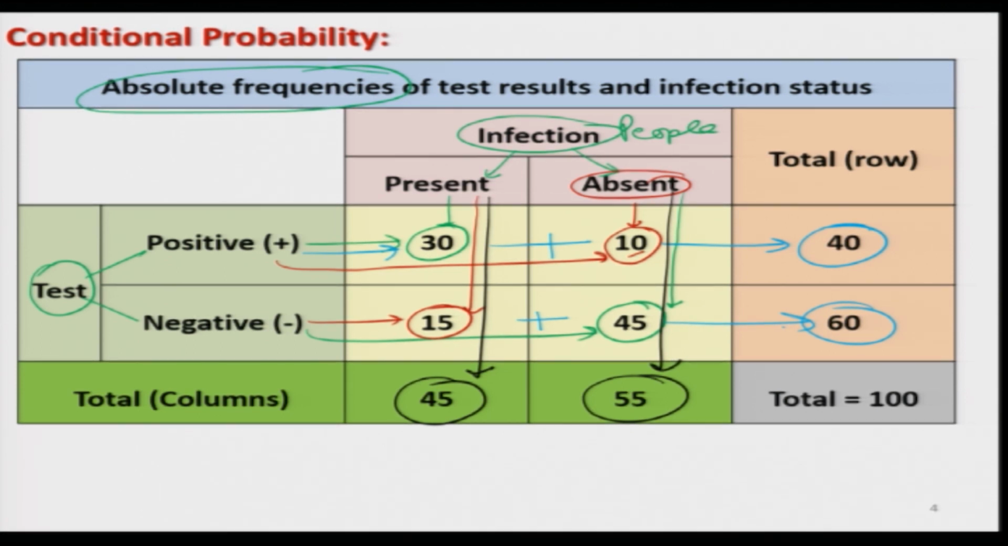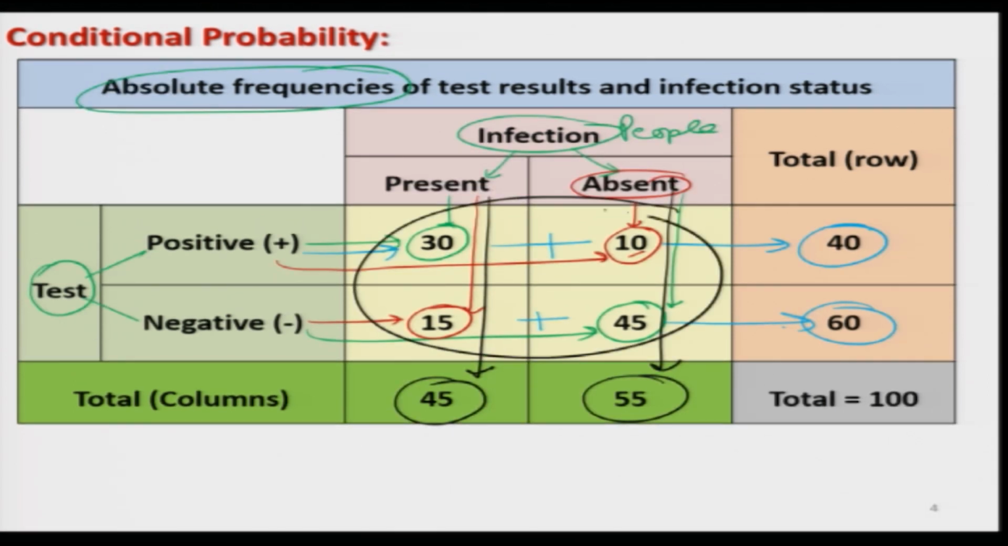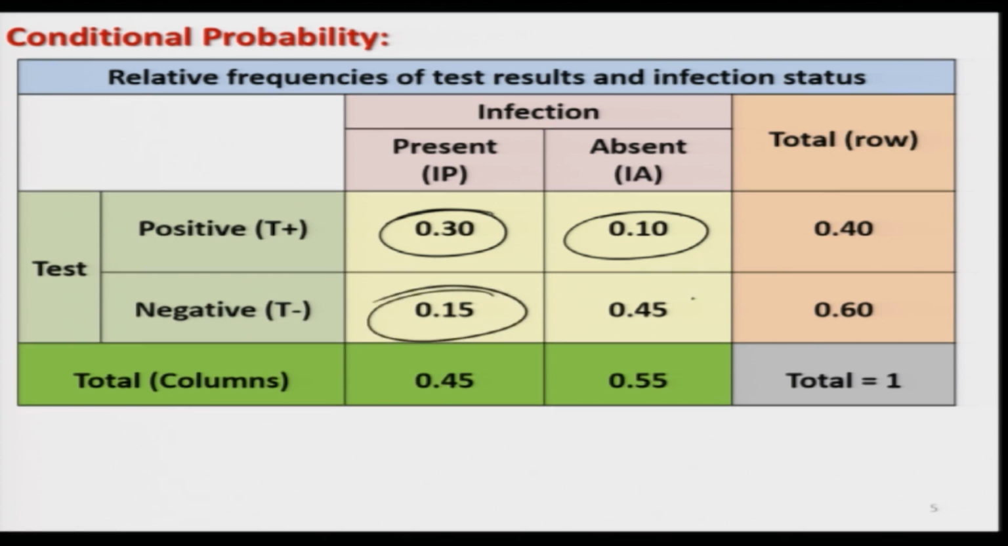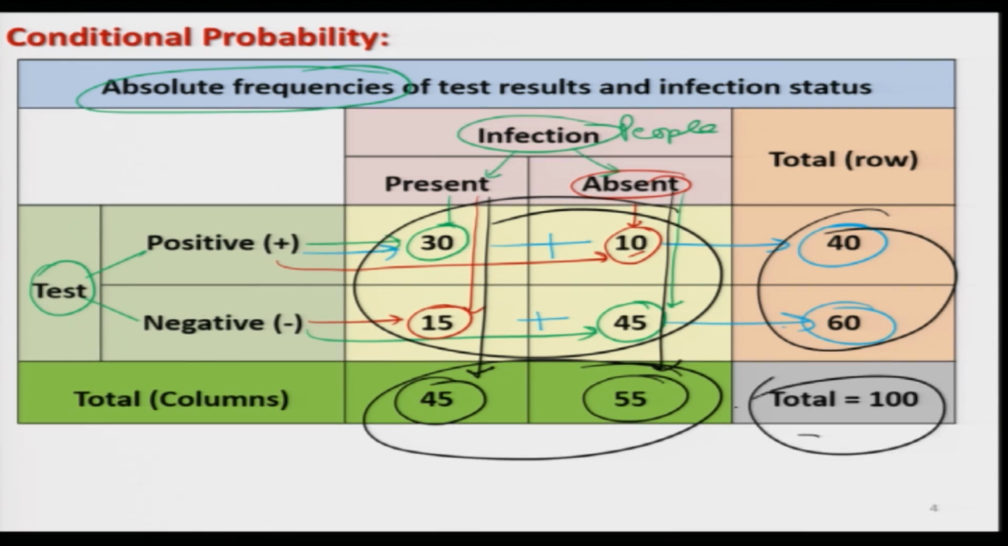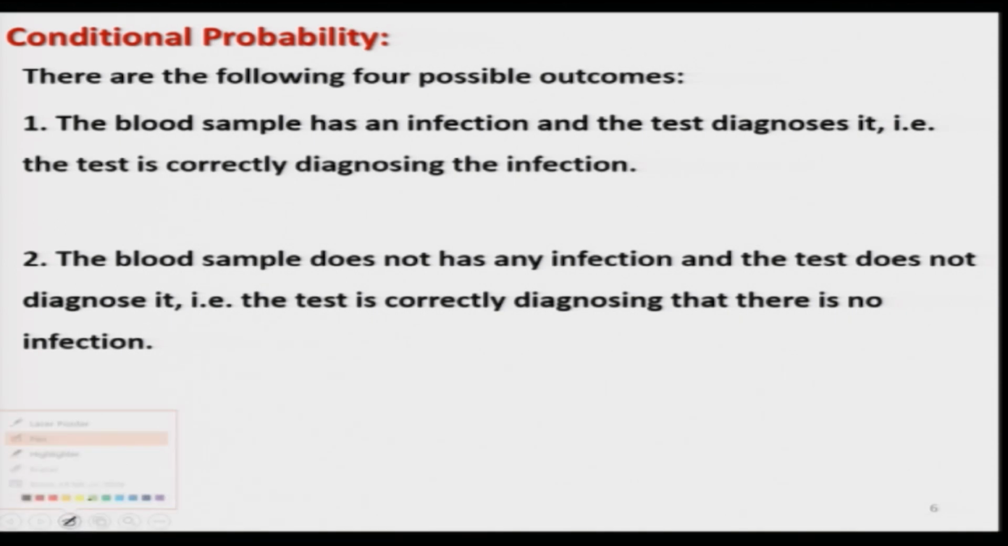Right. Similarly, in case I try to translate these results in terms of relative frequency, then what do I have to do? I simply have to divide these 4 values by 100. And then I can present these things in terms of relative frequency. So, this relative frequency will become 0.30, 0.10, 0.15, 0.45 and the total frequency, which was 100, now becomes 1. So, now under this type of condition we have 4 types of possible outcomes.